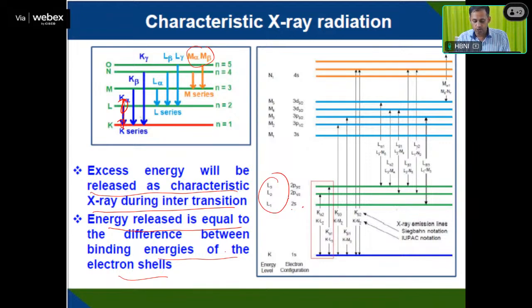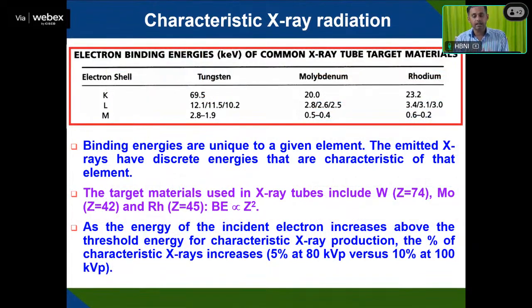3, that is L2S, 2P 3/2, 2P 1/2, that is L1, L2, L3. From that you can say K alpha 1, K alpha 2, or some higher energy X-ray emission can be produced. So these characteristic X-rays are characteristic to a particular element.